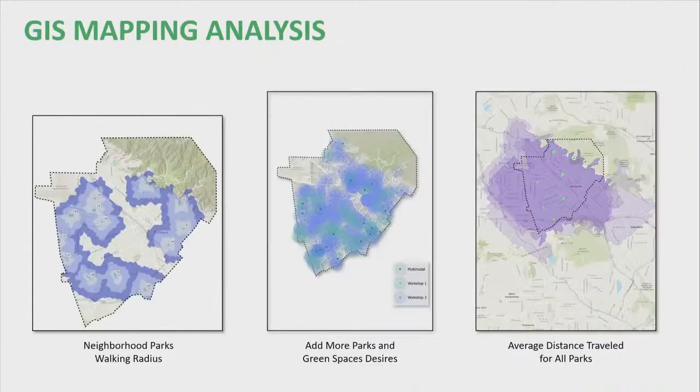Then we put all those together. We look at that standard radius. We'll look at community data sets, the middle picture there: where did we hear what element? Was it trails? Was it soccer? Was it splash pads? But then we'll also go through and look at the utilization.